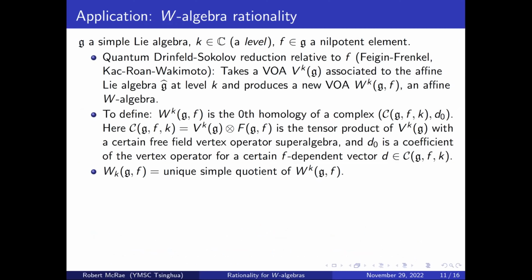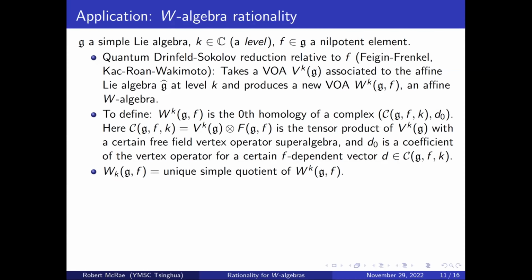So the main application of these general theorems so far is to the affine W-algebras that I mentioned in the title. Let me say a little bit about what these are. These also showed up in Thomas's talk from last night, or I guess it was last morning for those of you who are in person. So the W-algebras are constructed from the data of a simple Lie algebra G, a complex number called the level, and then a nilpotent element in the Lie algebra.